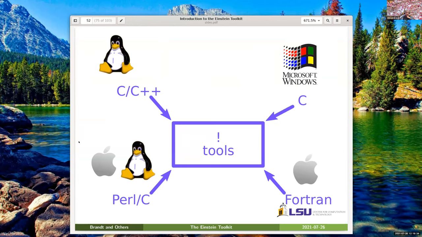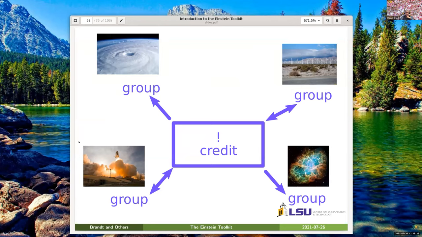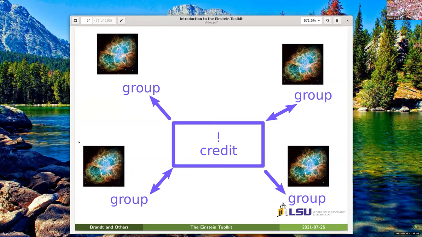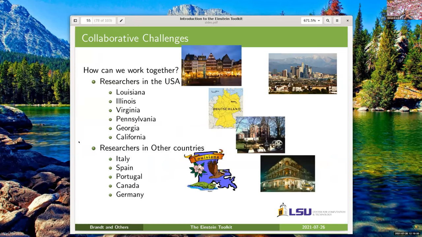Okay, and then the idea is we want to give credit. We make an effort in this community to try to give people credit for the things that they've done and encourage people to make citations that give appropriate credit for the toolkit, for the thorns that it uses, and for the people who work on it. And credits go to groups as well as individuals. And here are some of the groups that are working together. We've got people in Louisiana, Illinois, Virginia, Pennsylvania, Georgia, California. We have researchers in other countries, in Italy, Spain, Portugal, Canada, and Germany. You'll hear from some of these people today, or if you haven't already.